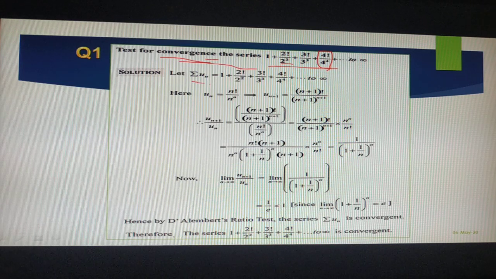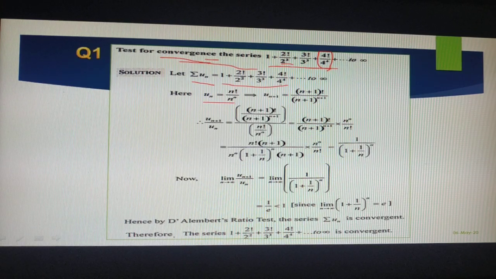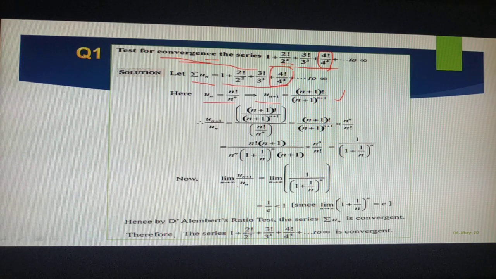As usual, we can write this whole series as summation un. From that, I will write the nth term. By seeing this term, we can easily tell the nth term is n factorial by n to the power of n. As you know, in our D'Alembert ratio test, we need not only the nth term, we need the n plus 1 term, that is un plus 1. Wherever n is there, you just substitute n plus 1. So here, n plus 1 factorial by n plus 1 whole to the power of n plus 1. Now as I said, before applying the formula, first try to simplify the ratio.